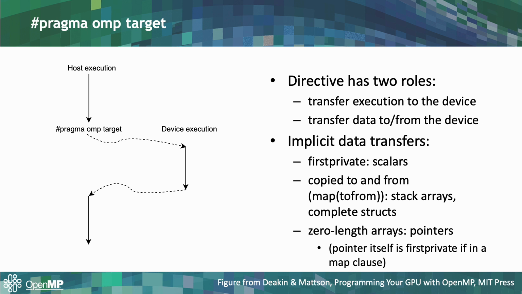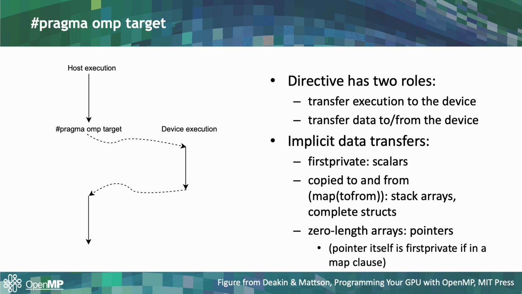So the first job of the target directive is to transfer execution to the device. The second is to transfer data to and from the device. When that target directive is encountered, for the region defined by that target task, it needs some data, right? The data that lives on the host needs to go over to the device.